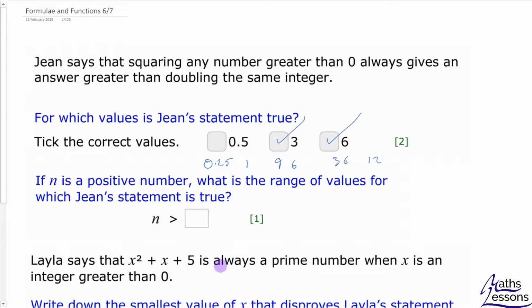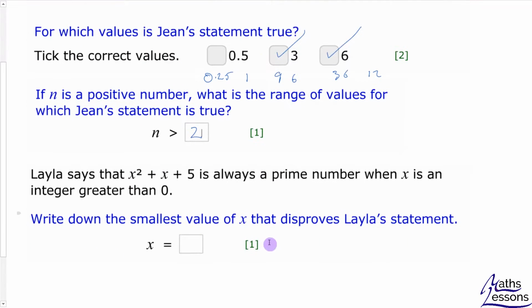If n is a positive number, what is the range of values for which Gene's statement is true? Now you should have realized that it must be n is greater than 2. Okay, because if you double 2, you get 4. If you square 2, you get 4. So that's the point where they're equal to each other. For anything less than that, doubling it will be greater than the square.